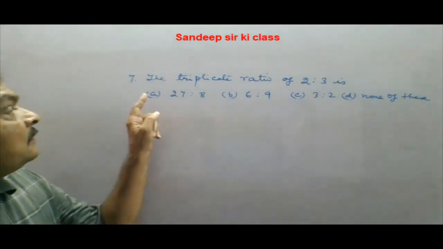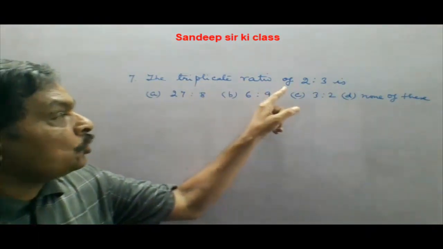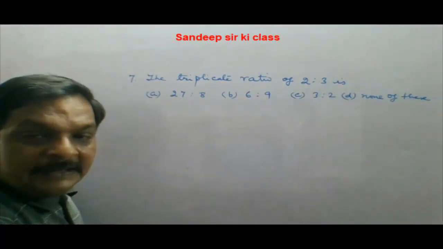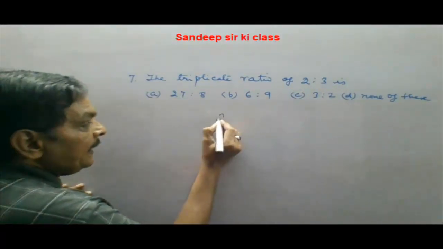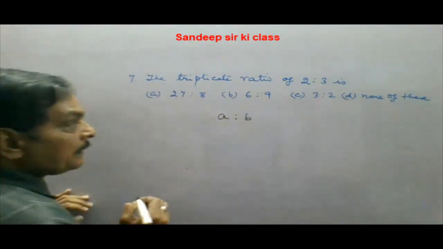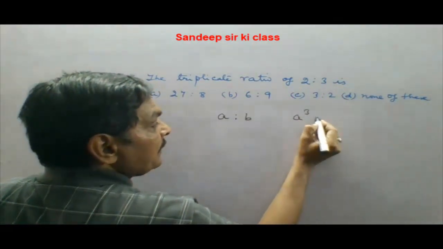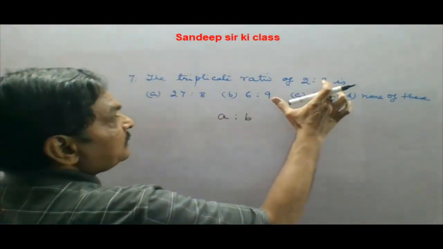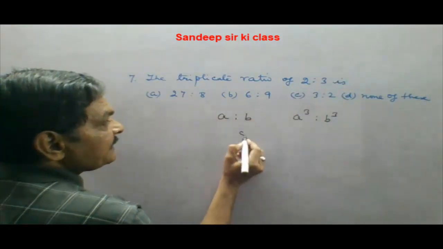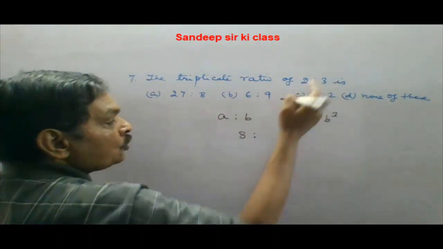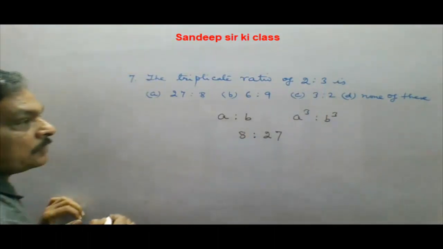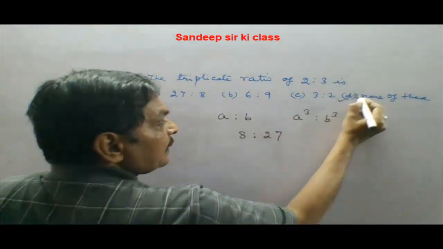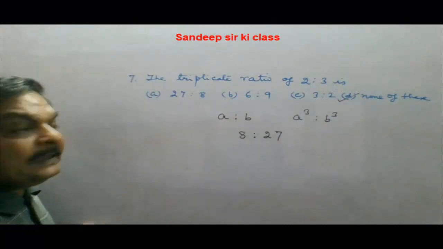Our next problem, question number 7, is that the triplicate ratio of 2:3 is, and these are the options. Now we know that if the ratio is A is to B, then its triplicate ratio is A cube ratio B cube. With this, if the ratio is 2:3, the triplicate ratio will be 2 cube, that is 8, ratio 3 cube, that is 27. So the triplicate ratio will be 8:27, which here is none of these. Now we will see the next problem.